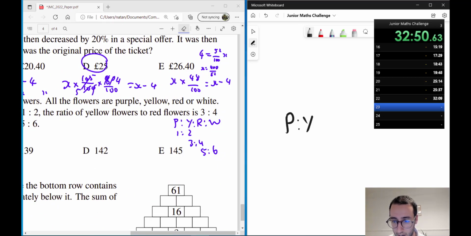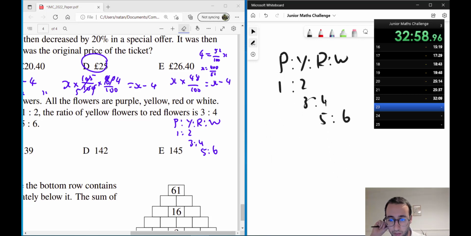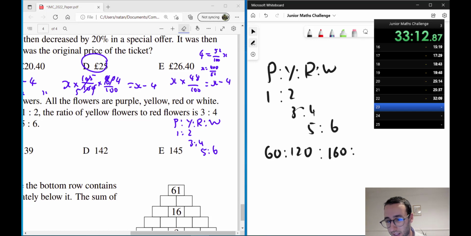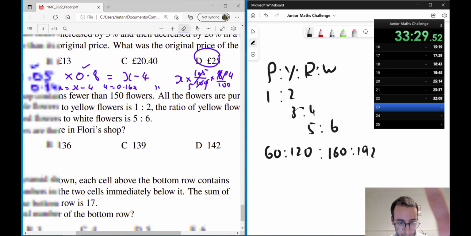Purple to yellow to red to white. 1 to 2, 3 to 4, 5 to 6. I just need the lowest common denominator of all of these, but I'm pretty sure it's 60. So that's 60 to 120, and 3 to 4 means I divide by 3 and I times by 4, to 160, and that's 5 to 6, so I divide by 5, which is 32, times 6, 192. Pretty sure that's that. Yeah, because then red, that's 3 to 4, that's 1 to 2. Okay, fine. And this adds up to more than 150, which I think is the max.